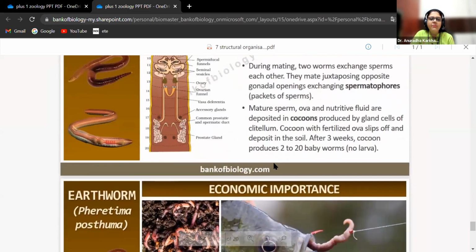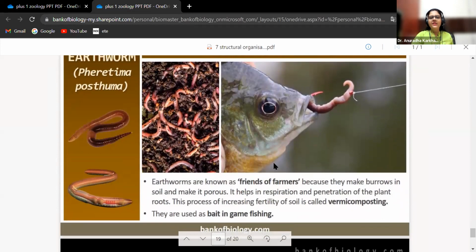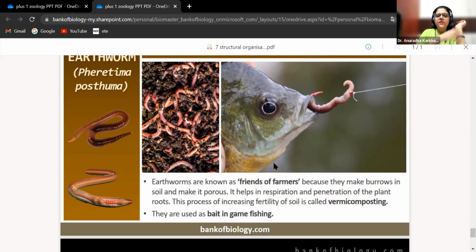Okay. Then we come to economic importance. Earthworms are known as the friends of farmers because they make burrows in soil and make it porous. It helps in respiration and penetration of the plant roots. This process of increasing fertility of soil is called vermicomposting. They are used as bait in game fishing. Bait means we use them as food to catch fish. So fish come to eat the earthworms, and they catch hold of the fish. Okay.